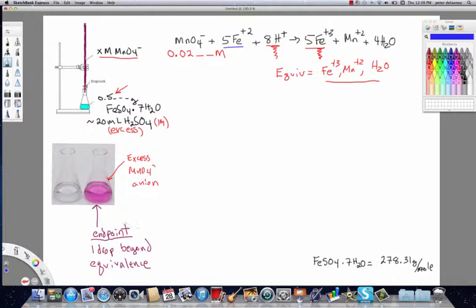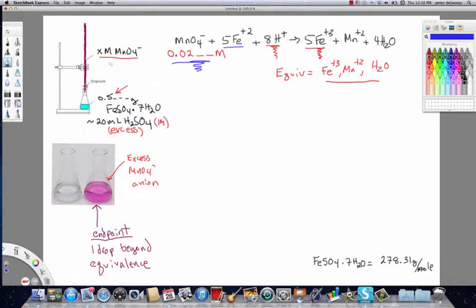And that's why I said in the last video that you're actually going to want to know the volume of a drop so that you can subtract it off the volume dispensed to get to the endpoint. Now, the purpose of this video is to show you how to calculate this concentration.